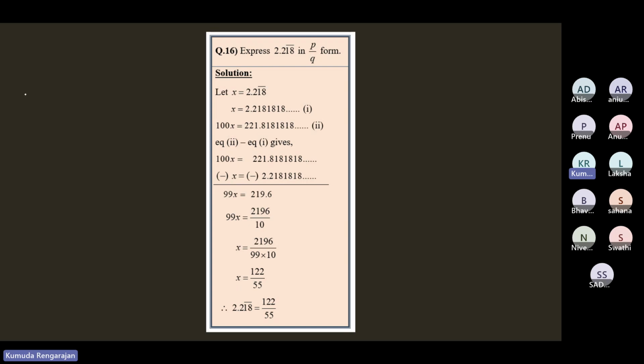x is equal to 2.2181818... Is this understood? Yes, ma'am. Then how many digits are repeating? Ma'am, 2, but I took 2.218, like that. I took 3 digits, ma'am. Only 18 is recurring, no? The bar is not over the 2. It's only over the 1 and 8. Okay, ma'am.